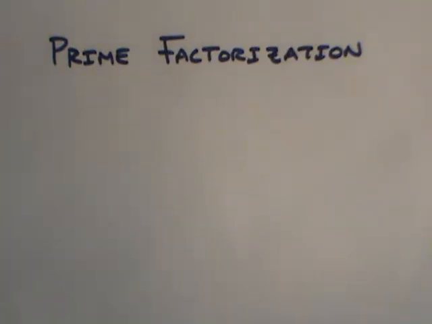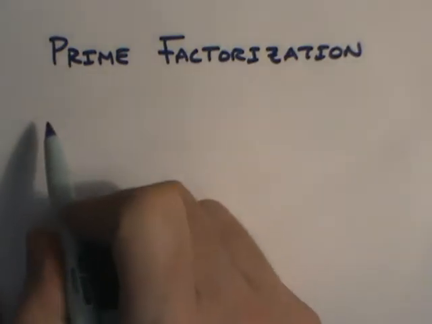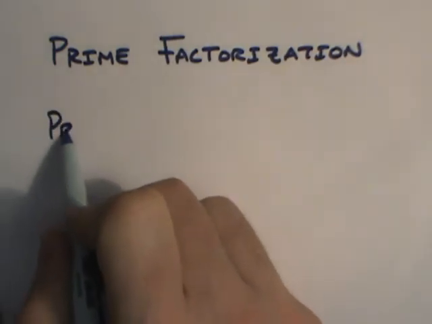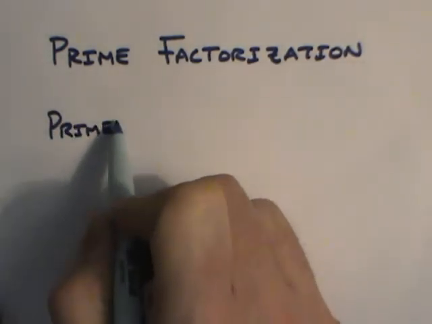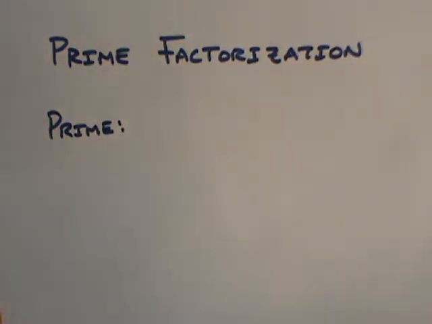We want to talk about prime factorization. Before we can talk about prime factorization, though, there are a couple of vocabulary words that we want to discuss. First, and most obvious, would be the prime number. A prime number, by definition, is any number that is divisible by itself and 1.